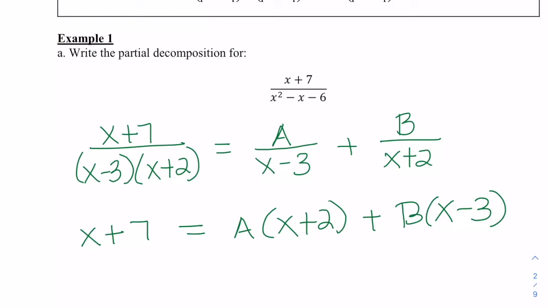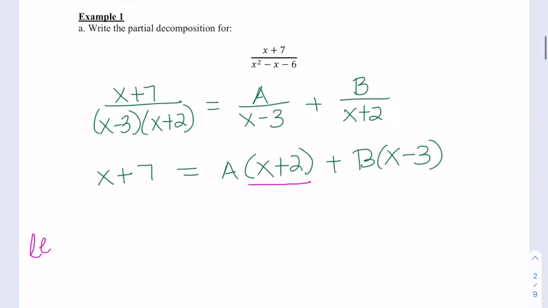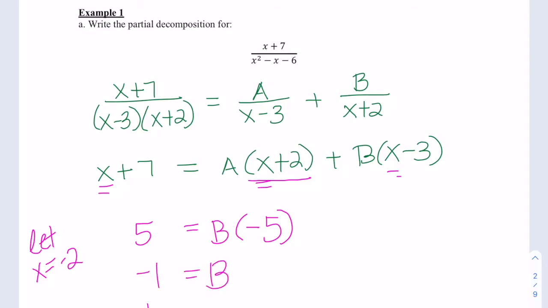Now to solve these, we're actually going to plug in numbers that would make one of these variables cancel out. So if I look over here, if I plug in a negative 2, so I let x equal negative 2, and I plug it in for every variable here where x is, well, I'll get 5 equals, the a will cancel out, that'll equal 0, b times negative 5. So when I divide by negative 5, b will equal negative 1.